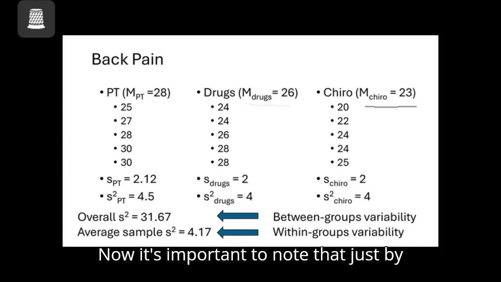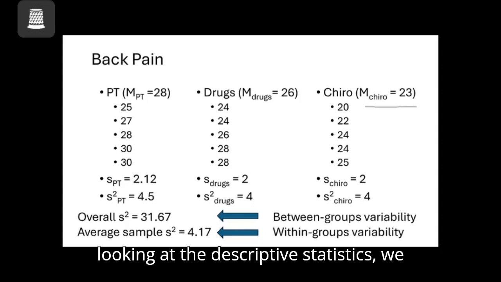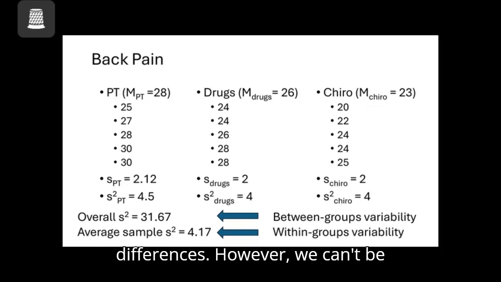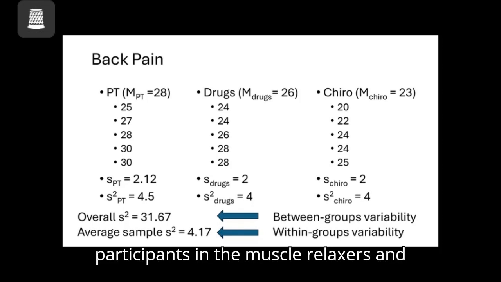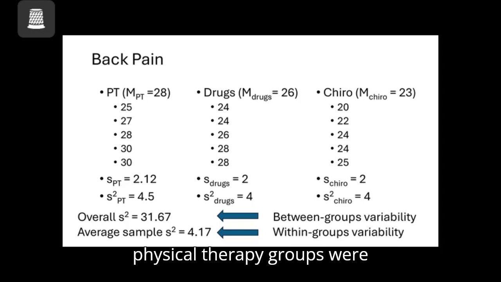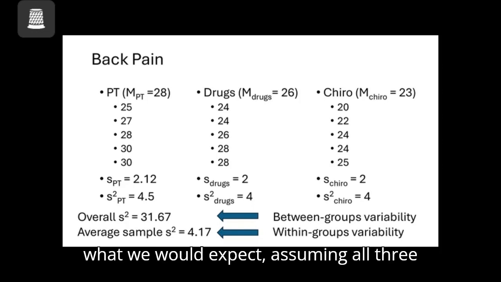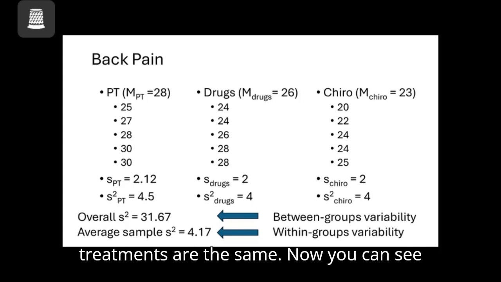Now, it's important to note that just by looking at the descriptive statistics, it looks like there are some differences. However, we can't be sure whether or not participants in the muscle relaxers and physical therapy groups were statistically significantly different at their 6 weeks functionality, or if these are just random chance, just within the range of what we would expect, assuming all 3 treatments are the same.